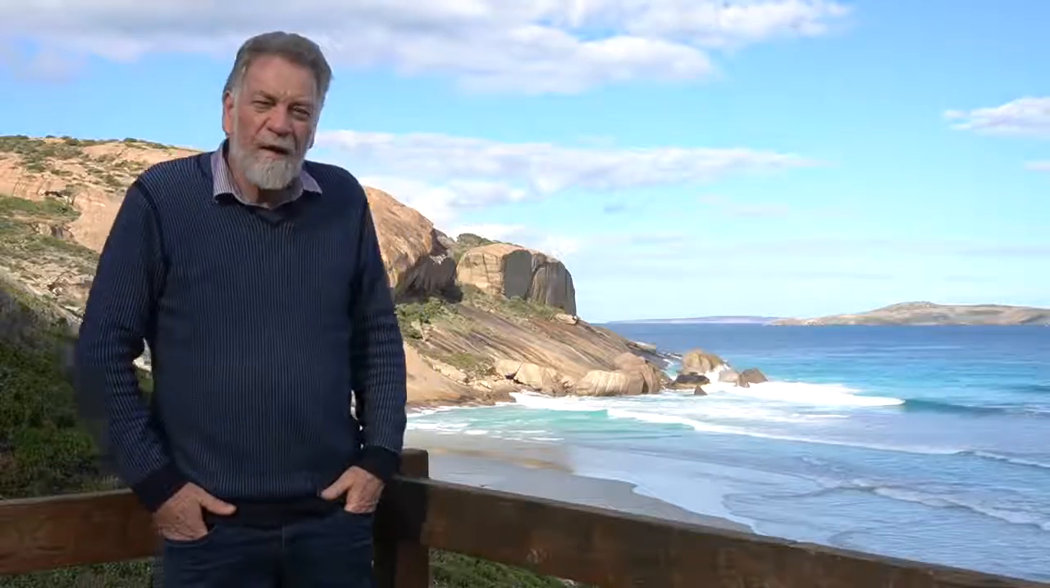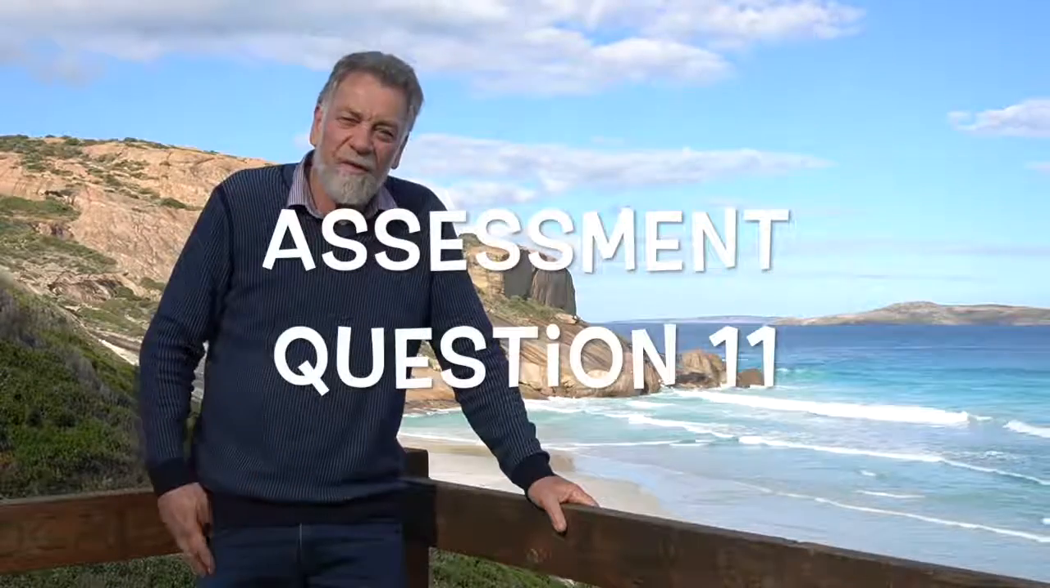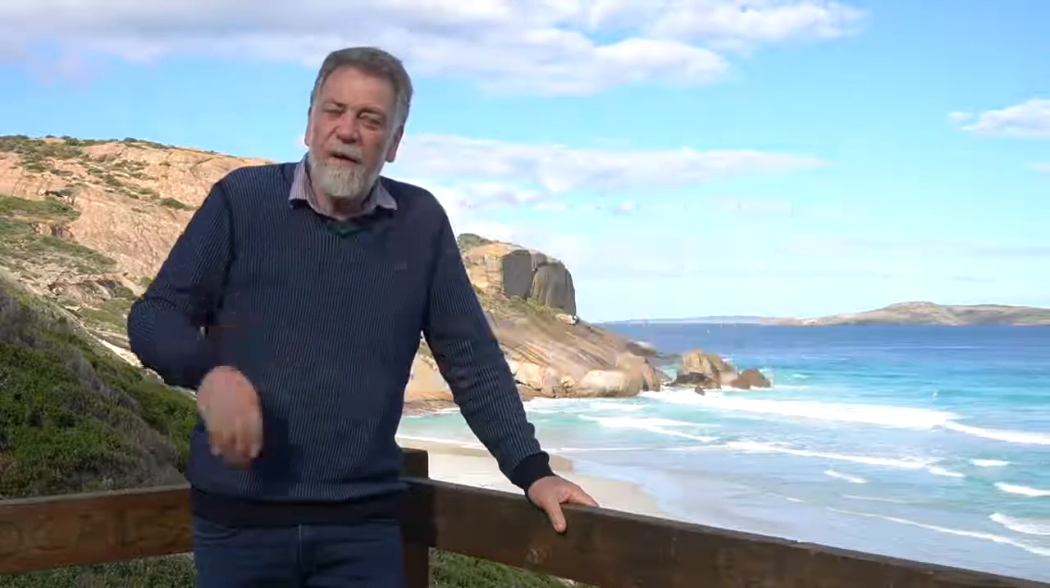And when you're identifying the program required for your boarding students, you're going to get information from different sources. And typically this will be the student, the parent, your boarding environment, the school, the student's past school and the student's community. Question 11 asks, where can you get the information to make a decision about the program required?